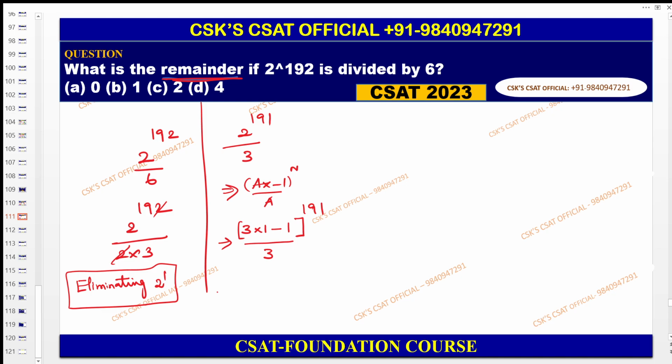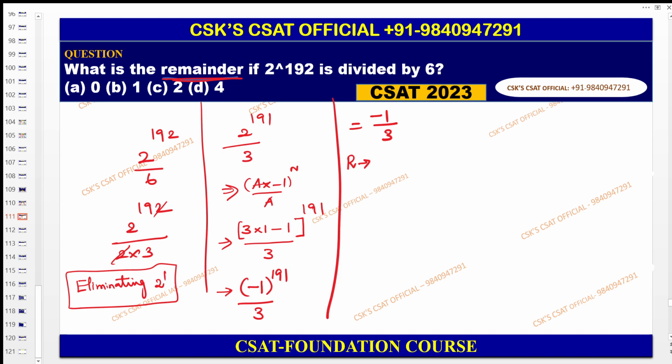When it is in the format, can any one of you say what would be the resultant? Ax minus 1. Minus 1, sir. Minus 1, very good. So minus 1, the whole power 191 by 3. Minus power odd is nothing but minus 1 by 3. If the resultant is negative, what is the remainder?